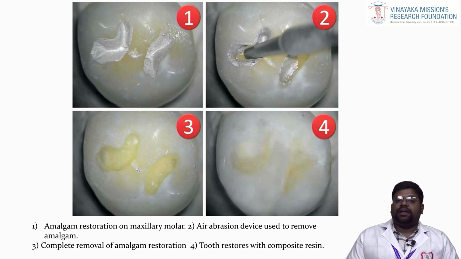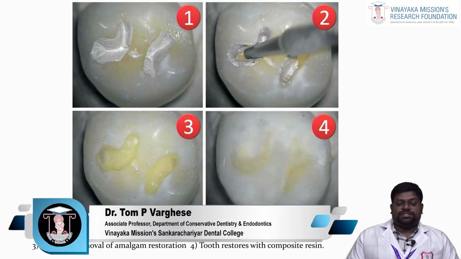Now you can see one case report, removing the amalgam restoration. Amalgam restoration on the maxillary molar, an air abrasion device is used to remove the amalgam, and complete removal of the amalgam restoration is done and the tooth is restored with composite resin.